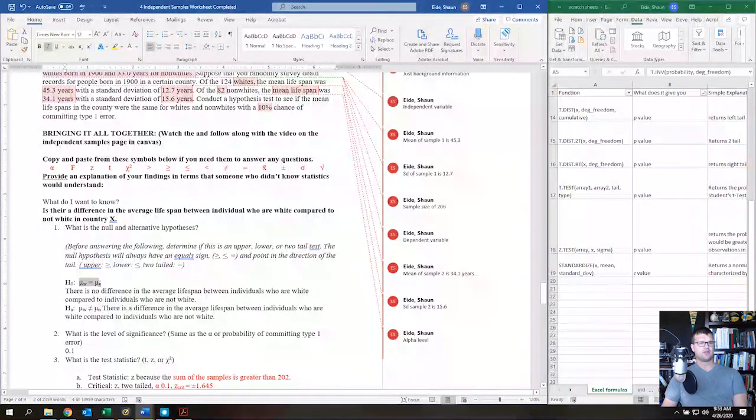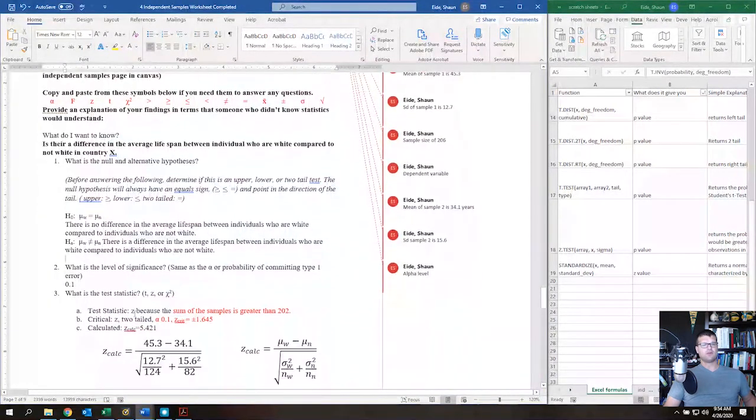So coming down here, we have the null hypothesis, which says that there's no difference: the mean of individuals who are white is equal to the mean of individuals who are not white. What this says is there is no difference in the average lifespan between individuals who are white compared to individuals who are not white. And then right here, the alternative hypothesis: the mean lifespan of individuals who are white is not equal to that of individuals who are not white. In other words, there is a difference in the average lifespan between individuals who are white compared to individuals who are not white.